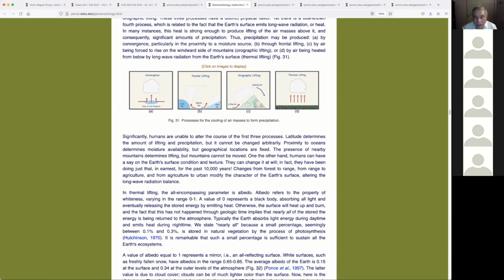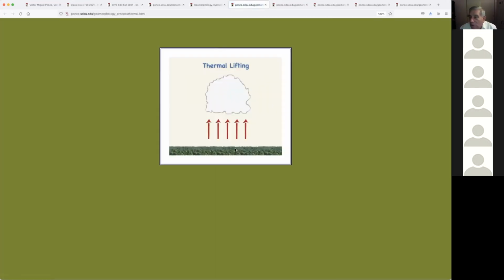Types of processes for cooling of air masses. The first three are well known: rising and cooling. Here, lifting and cooling. Here, jumping over a hill like we have here in San Diego and cooling. What is not very well known in most books is this one, thermal lifting, the rising of heat when the albedo is low. In this case, we have a rainforest. The albedo is low, 7% usually, and therefore it has a tendency to warm the lower atmosphere and produce rain.